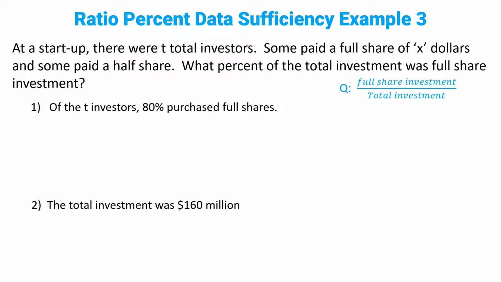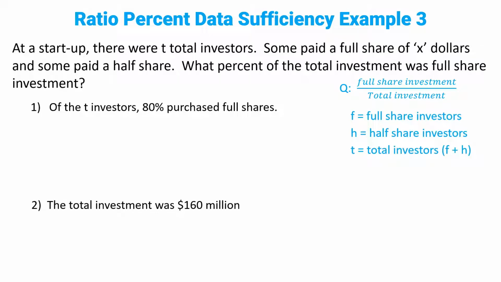Step 2, get that out of English and into math. And to do that, we're going to have to assign a few variables. And frankly, they gave us a few variables as well. Let's call F the number of full share investors. H is the number of half share investors. T is the total number of investors. That's what they said, so that must be F plus H. And then X, we're told that's the price of a full share.